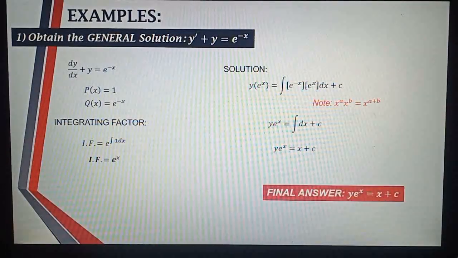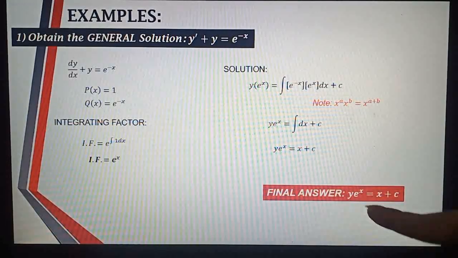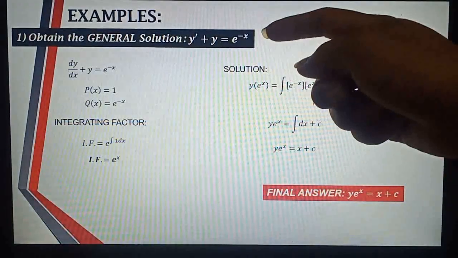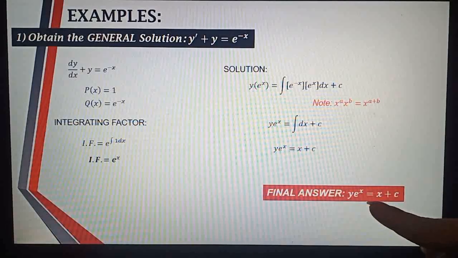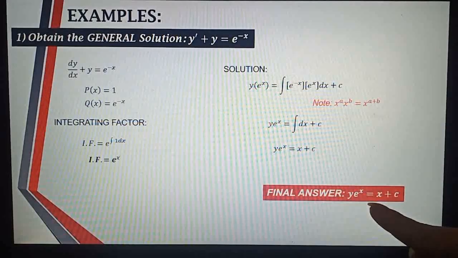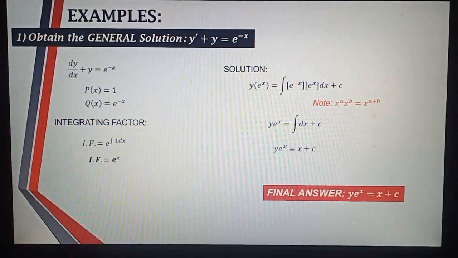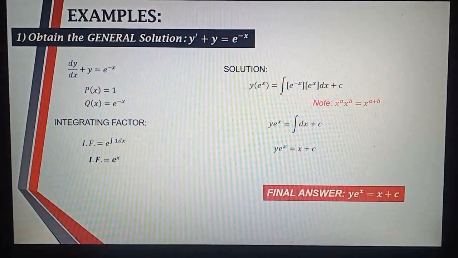After that, that is now your general solution for the given equation, which is the linear equation. So your final answer is y e raised to x equals x plus c. Now let's go to the next example.